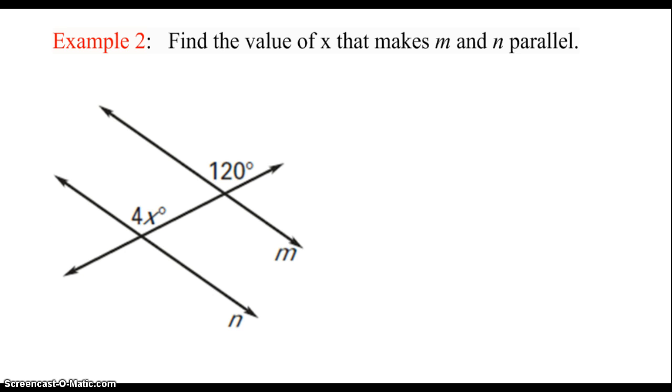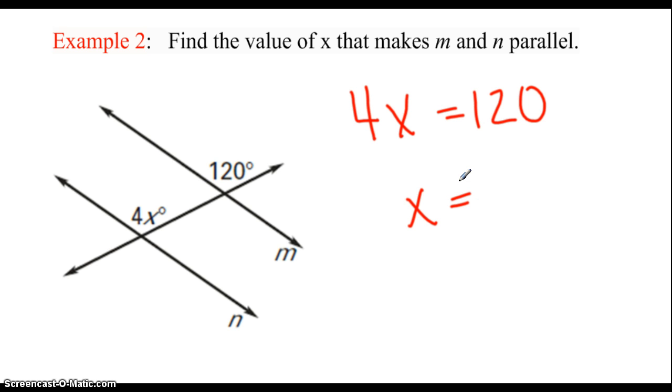My question for you is, find the value of x that makes M and N parallel. Well, if the 4x and the 120 are corresponding angles, then as long as they're congruent, M and N are parallel. So to make this congruent, I would set 4x equal to 120, I would divide by 4, and x equals 30. And that's all you would have to do for this problem.